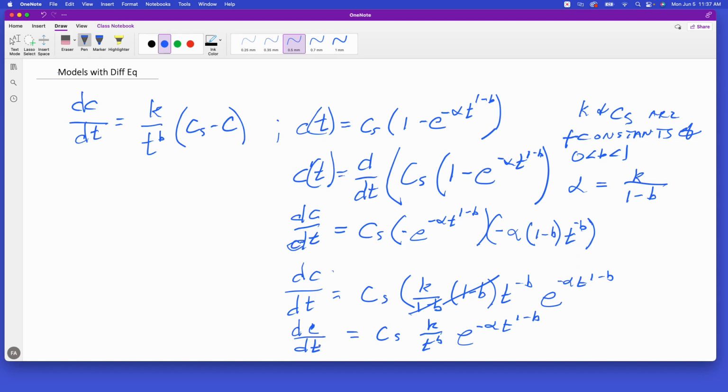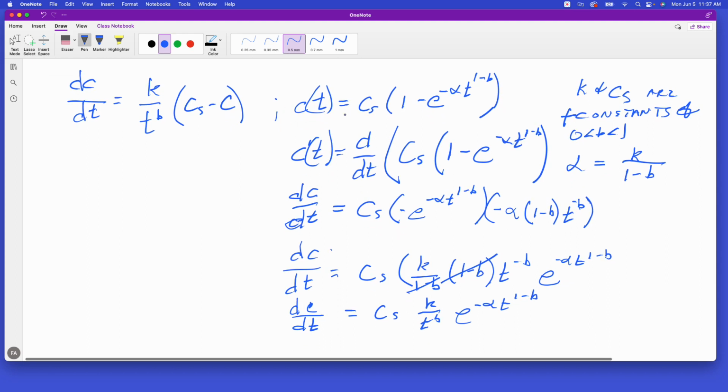Now here is the problem with just doing the derivative. Does this look like the differential equation that was given to us that we were asked to verify? No, it doesn't necessarily look like that right now, but a couple of pieces that we need to pay attention to is that the differential equation up here has C sub s minus C. Well, we know what C is. C is this function right here that was that very first line.